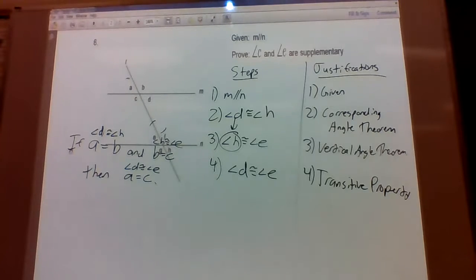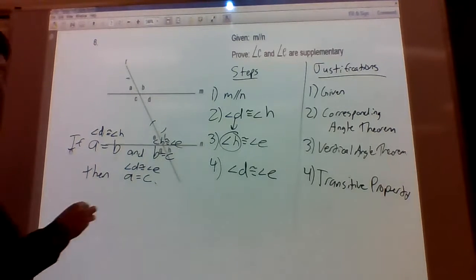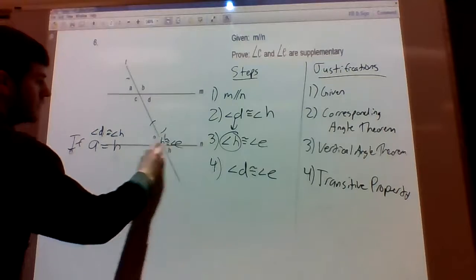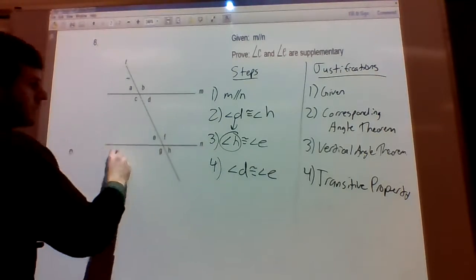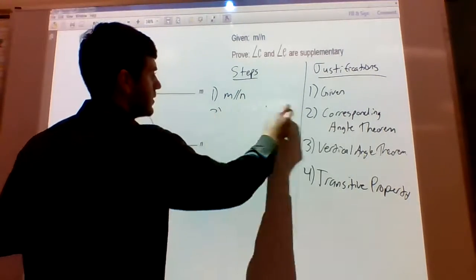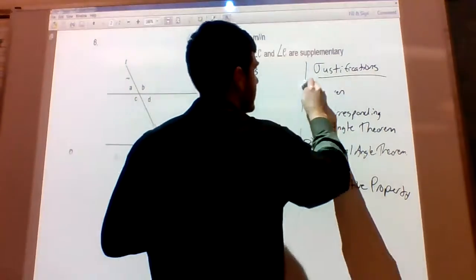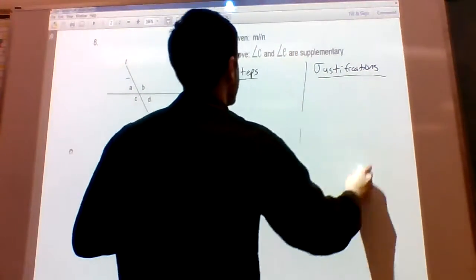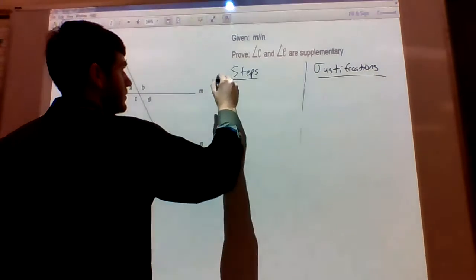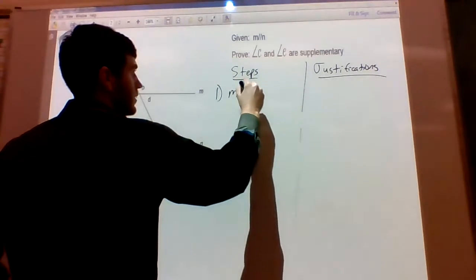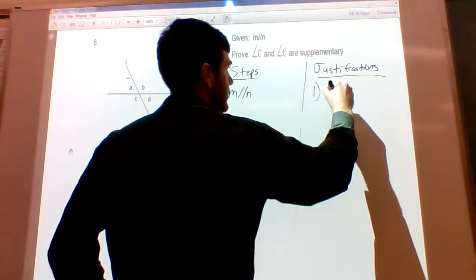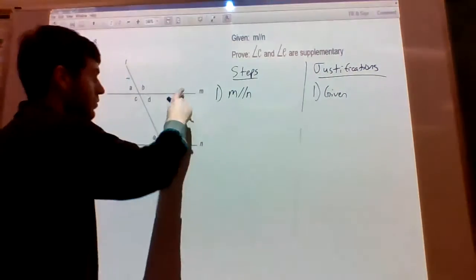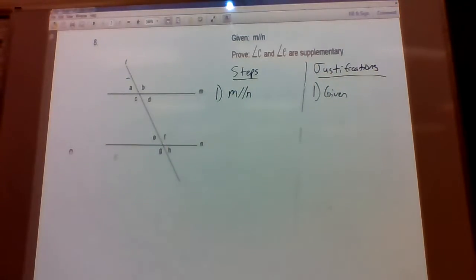Number 6. Okay. Number 6. Here we have, given that M is parallel to N, so that is going to be our given. So our two lines here are parallel.